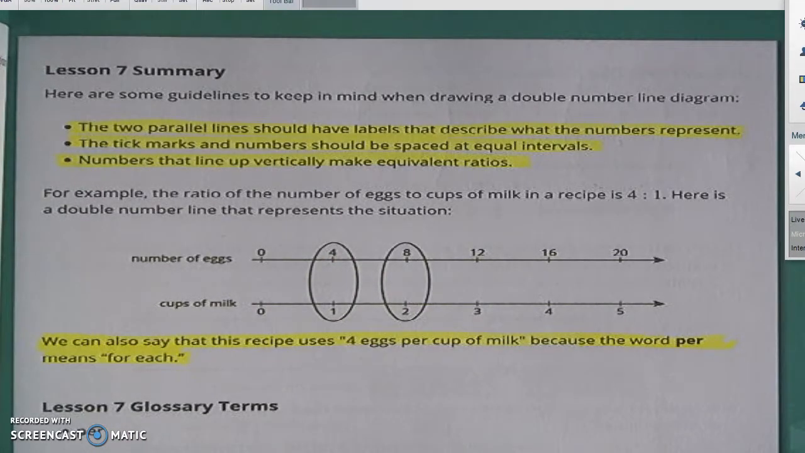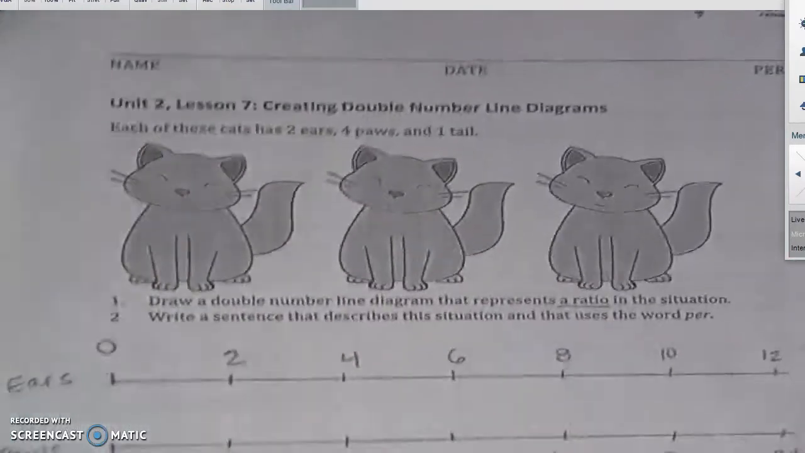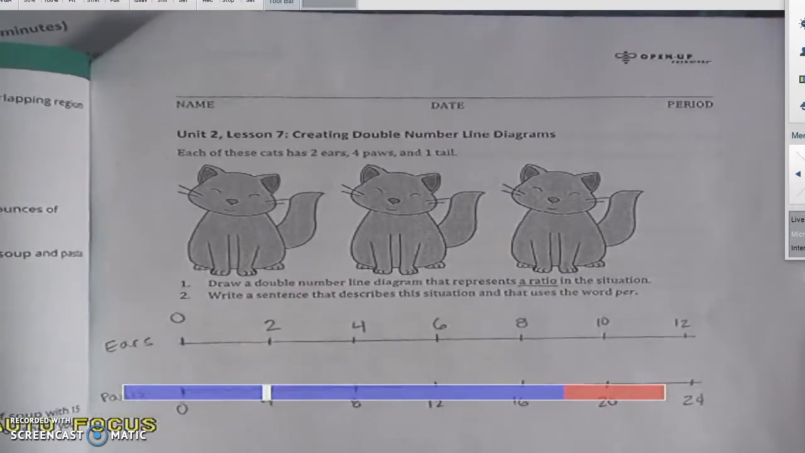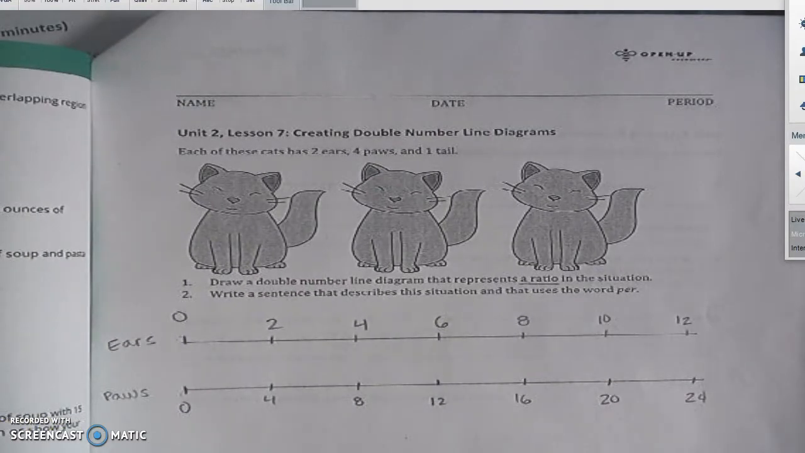Then you're going to pause the video to do your Lesson 7 cool down in your cool down packet, and press play when you're ready. Okay, this is the last thing I'm going over. Lesson 7 cool down. So it said each of these cats has 2 ears, 4 paws, and 1 tail. Draw a double number line that represents a ratio in the situation.